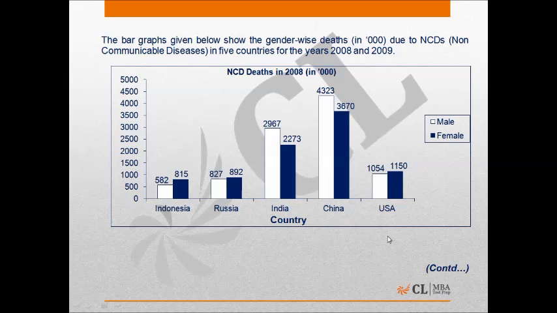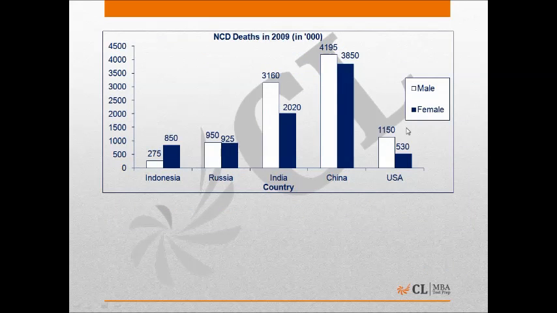Like the number of males who died due to NCDs in 2008 in China was 4323, and the number of females who died due to NCDs in USA in 2008 was 1150. Similar things are given in the chart for year 2009.